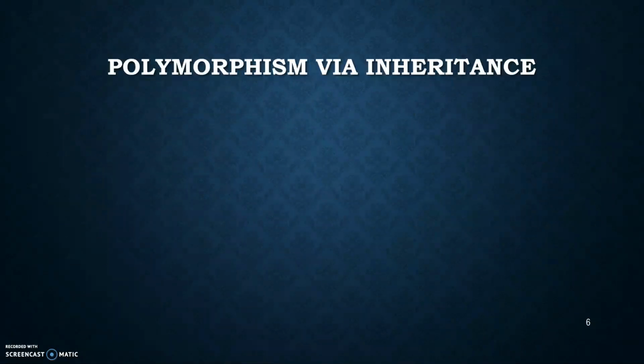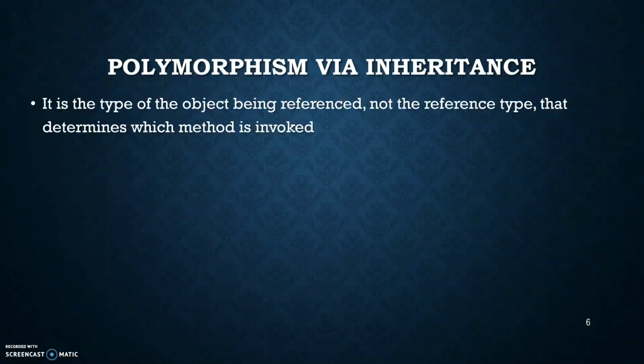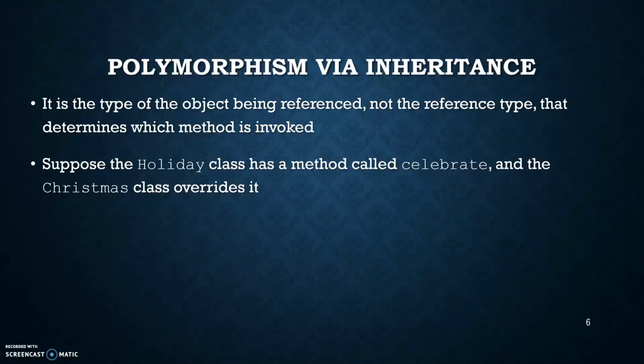Polymorphism via inheritance. It is the type of the object being referenced, not the reference type, that determines which method is invoked. Suppose the holiday class has a method called celebrate, and the Christmas class overrides it. Now consider the following invocation.